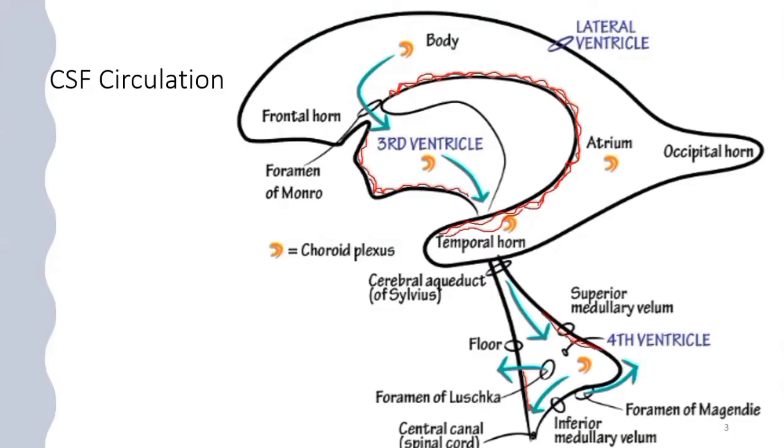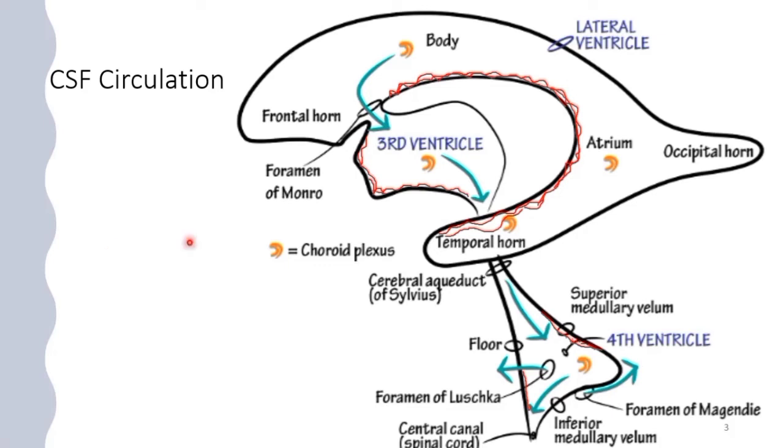First of all, what is CSF? CSF is a clear fluid that surrounds the brain and spinal cord, acts as a cushion and protects the brain and spinal cord from injuries, and it provides nutrition and removes waste material from the brain. Now the anatomy of the ventricular system. There are 4 ventricles: 2 are lateral, 1 is the third ventricle, and then the 4th ventricle. Ventricles are basically CSF filled cavities in the brain.